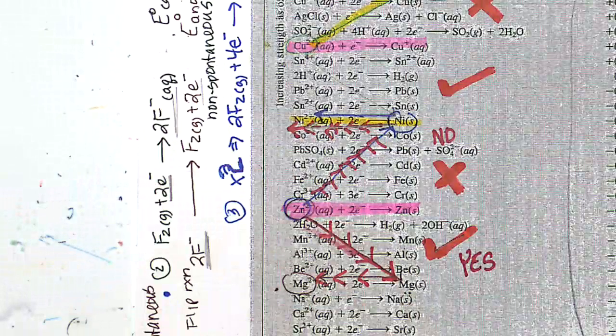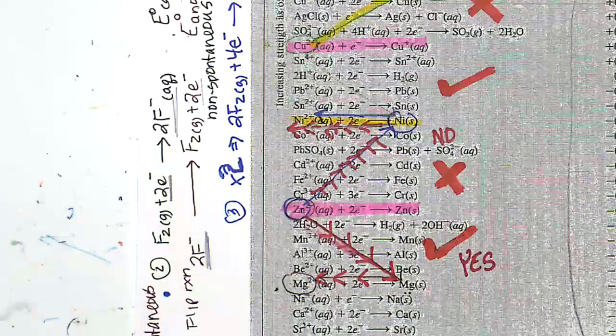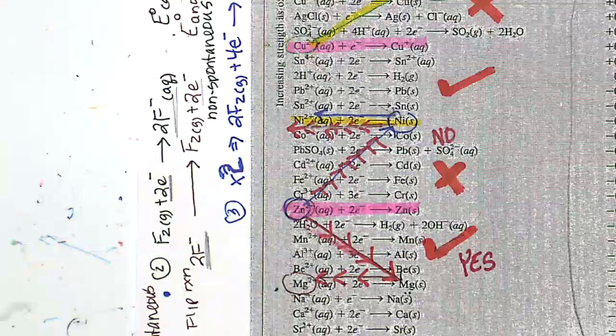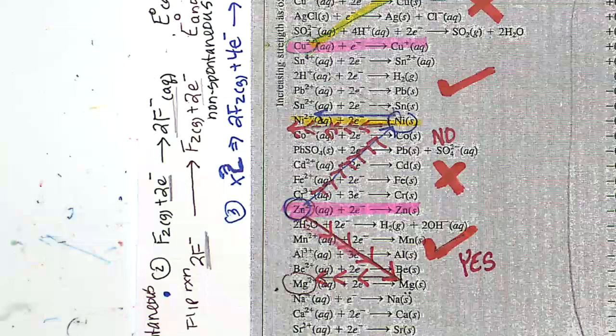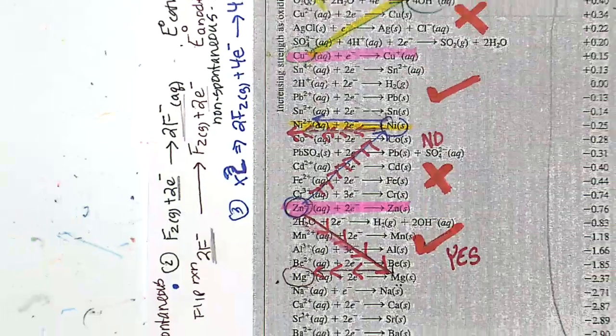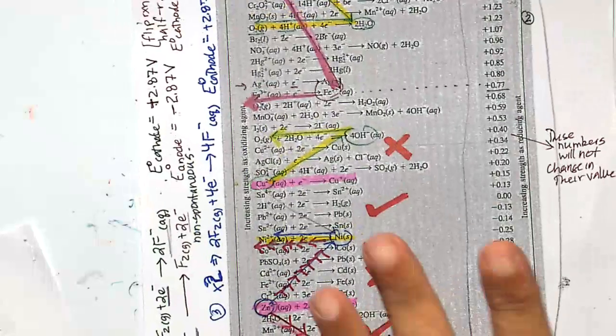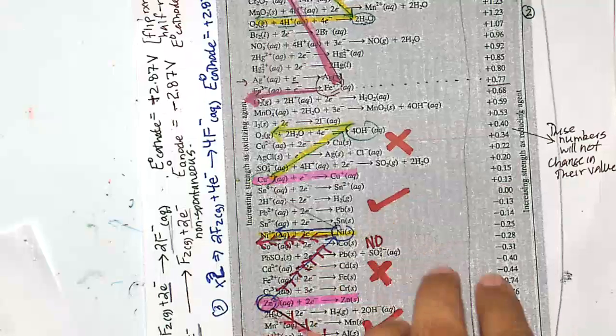If it flips anything below it and oxidizes it, you'll get a positive voltage. If it flips everything above it, the one you choose, and that stays the same, that's a negative voltage. But if you keep everything above it the same, don't flip it, it's still cathode, and flip the chosen one to the anode, that's how you get a positive voltage. So this is how you read this thing.